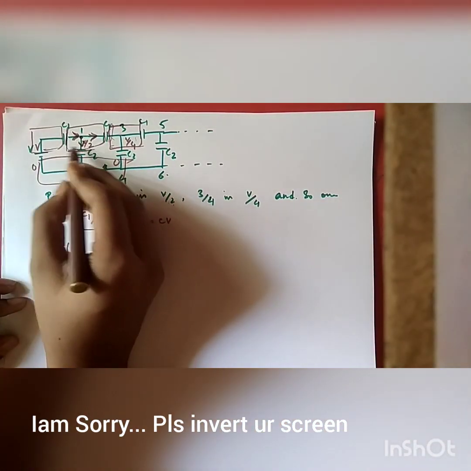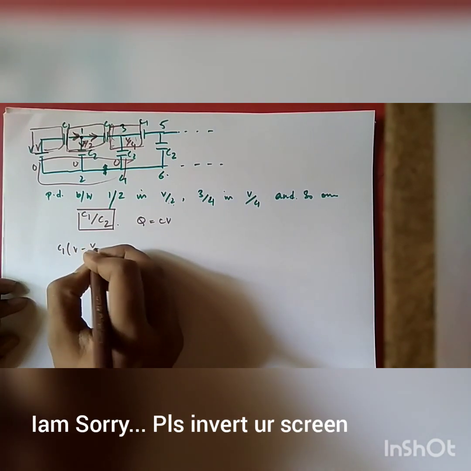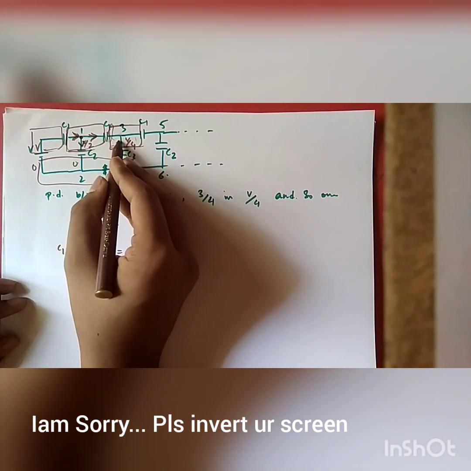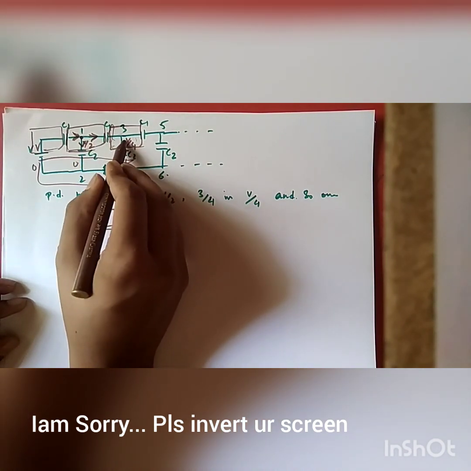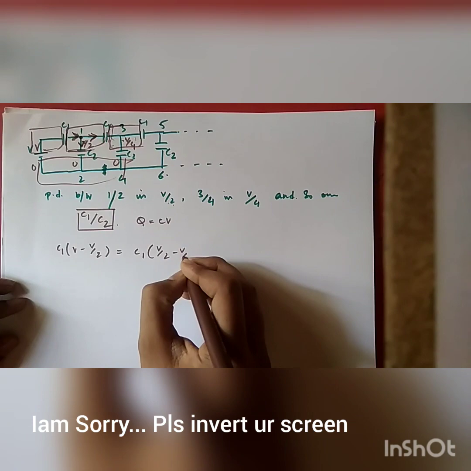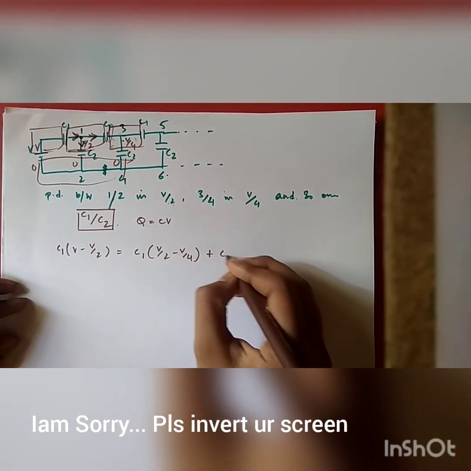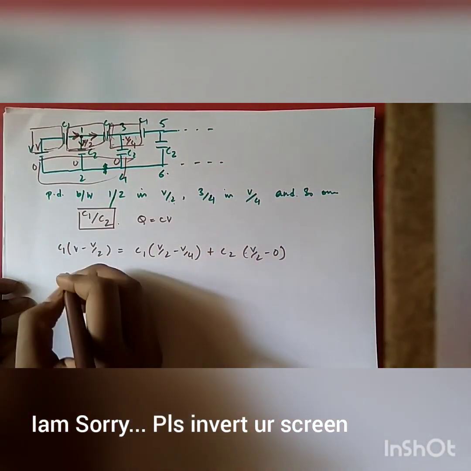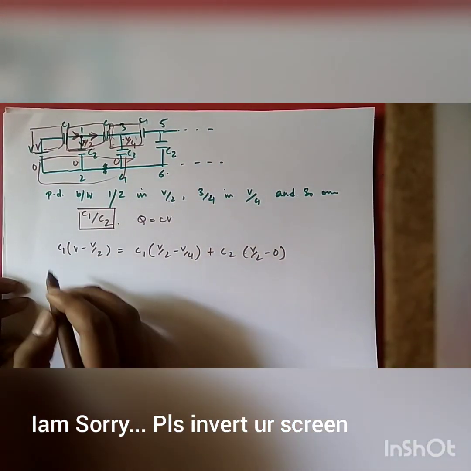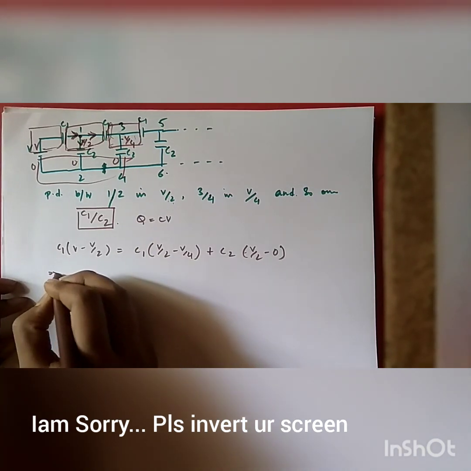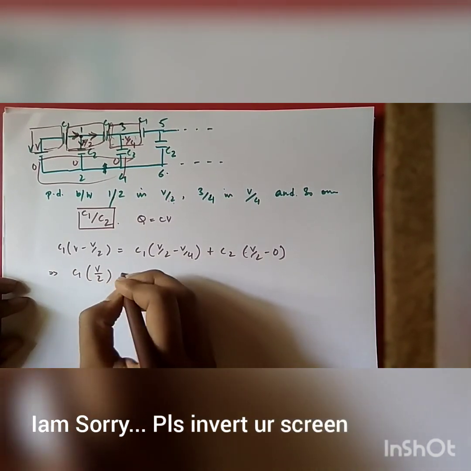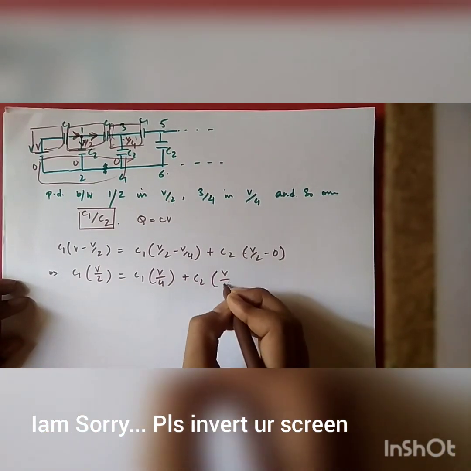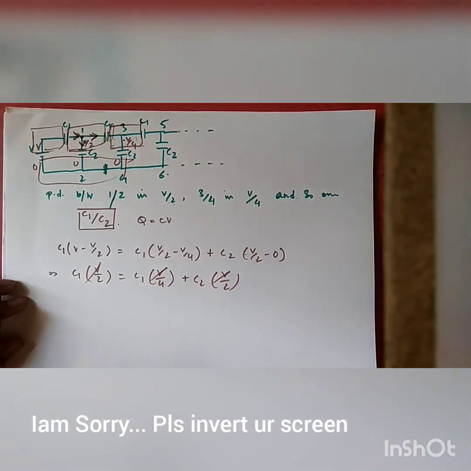C1 into V minus V by 2 equals C1 into V by 2 minus V by 4, be careful here, V by 2 minus V by 4, plus C2 into V by 2 minus 0, just like in the previous case. So now let's do it. C1 into V by 2 equals C1 into V by 4 plus C2 into V by 2. Let's cancel all the V things out here, makes things easy.